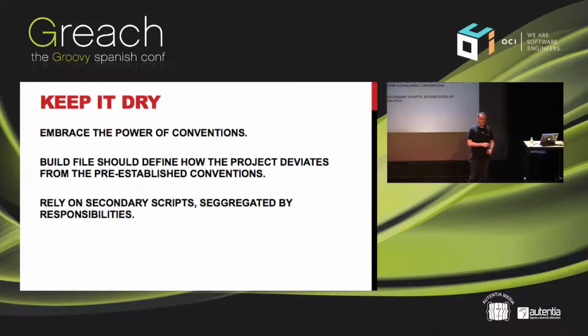If for some reason you have to use different conventions, then find a way to specify those conventions in a plugin or a script so that you don't have to put them again explicitly in the build file. The next one is the build file should define how the project deviates from the convention. So what's the point of repeating yourself if the convention is already specified? Does anybody set src/main/java in the source sets? That's not the point. And finally, you can rely on secondary scripts.